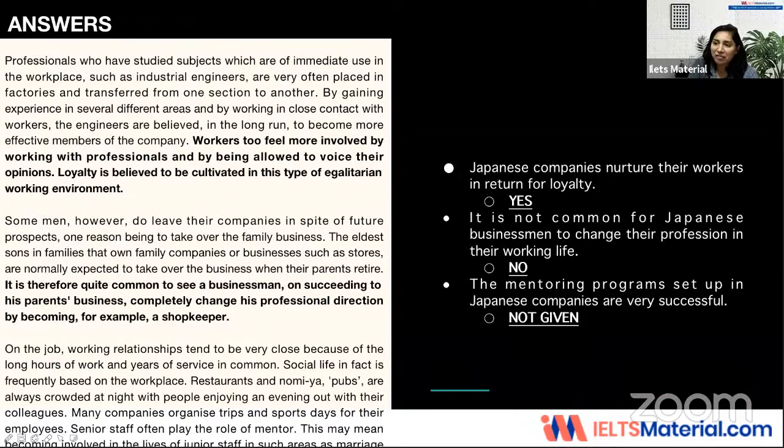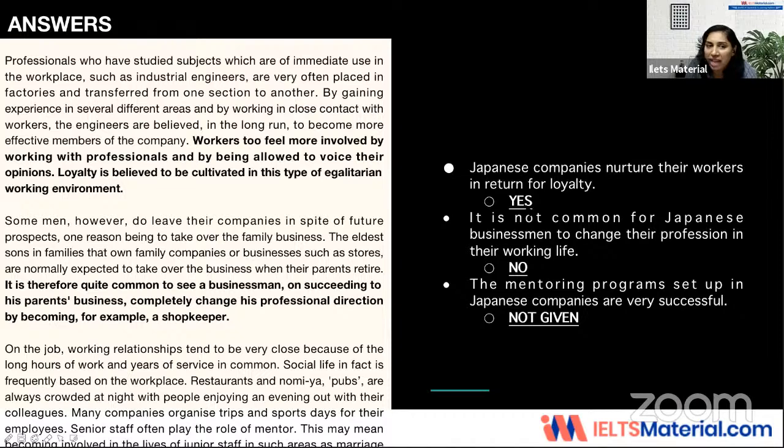It's completely given in the question as well, which says Japanese companies nurture their workers in return for loyalty. That is, they create an environment where each and every employee feels equal. Each and every employee is equal, and that is why they present their loyalty, and they tend to work efficiently in the whole passage.